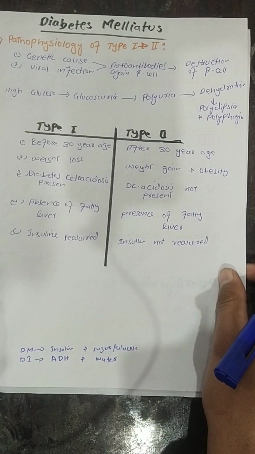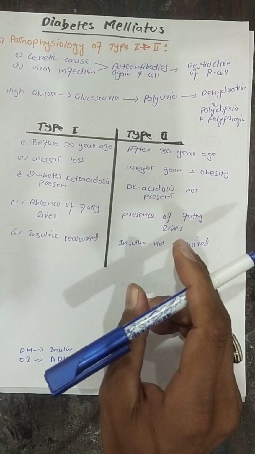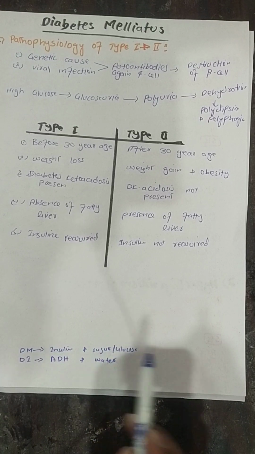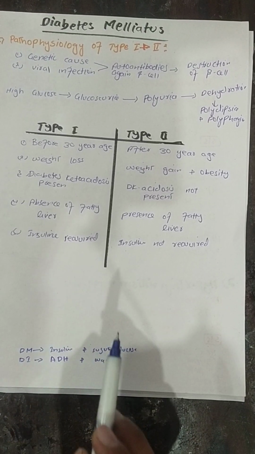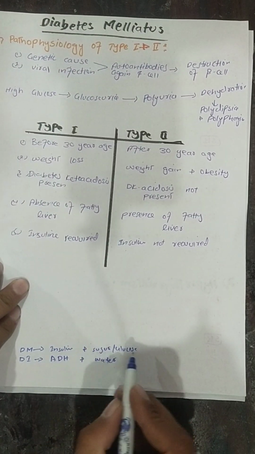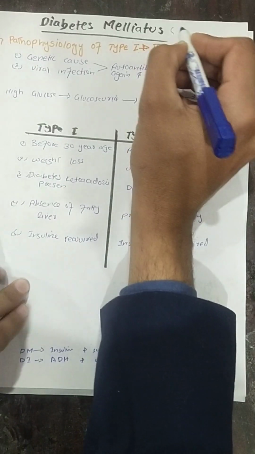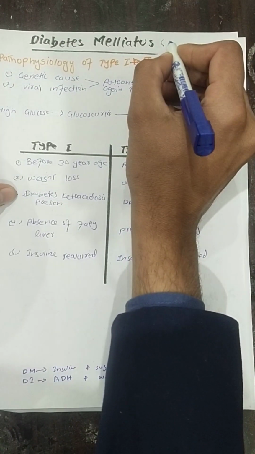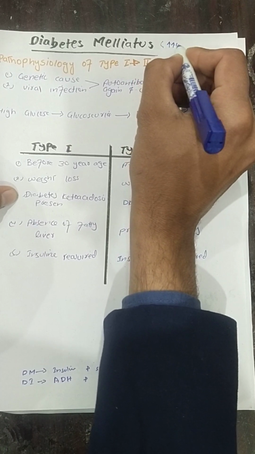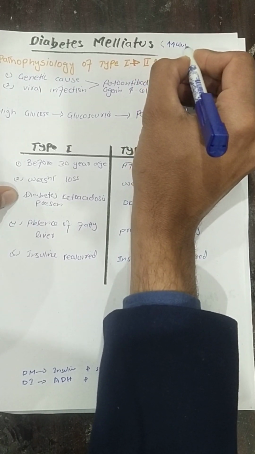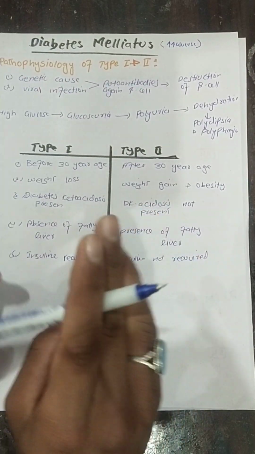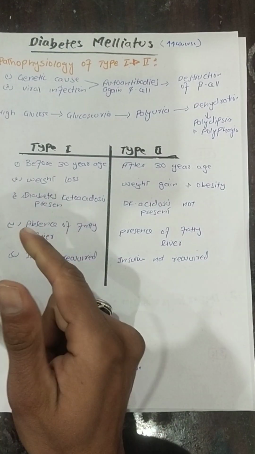Diabetes mellitus is a disease in which the person has an insulin defect or a sugar or glucose metabolism defect. It means the glucose level is increased. A high level of glucose is related to diabetes mellitus. There are two types of diabetes mellitus, type 1 and type 2.